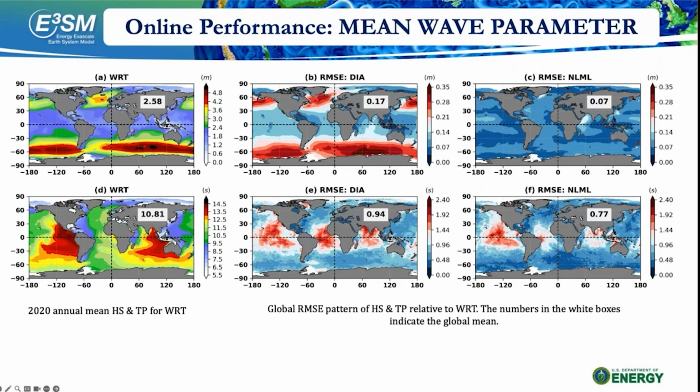And also, when you look at the peak wave period, just looking at the Atlantic, we can see that our ML model reduces the error in the peak wave period introduced by DIA in the Atlantic and also in the Indian Ocean.